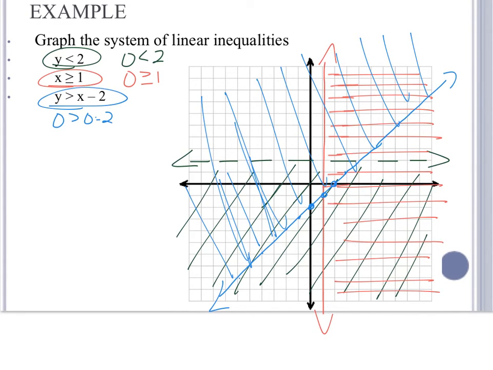So my graph is the side of that all of them are shaded. Well, if you look, the only part of these that are all shaded is this little part right here. That is the part that's all shaded. So that is my graph.